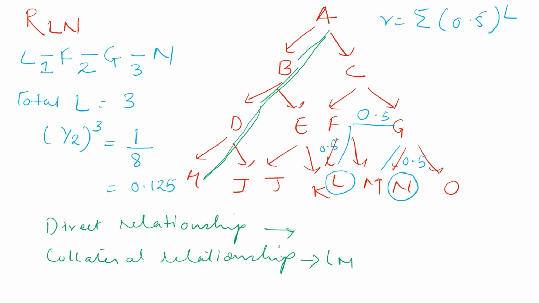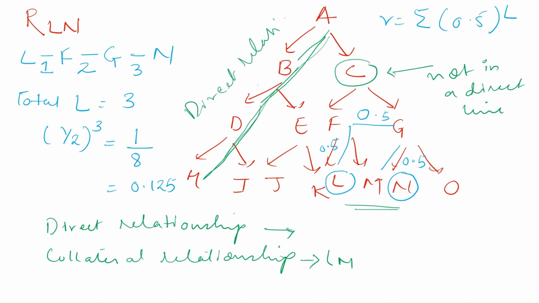That means two individuals share a common ancestor. Here C is the common ancestor. L and N both share a common ancestor, but not in a direct line. Such a relationship is known as a collateral relationship. A to B, B to D, D to H are all in a direct line, so this is a direct relationship. Whereas the relationships between L and N, K and M, D and F are all collateral relationships, where they share a common ancestor but not in a direct line. Now let's solve another chart.